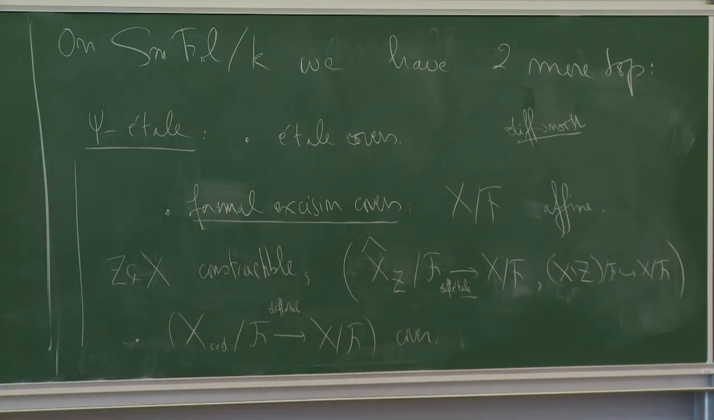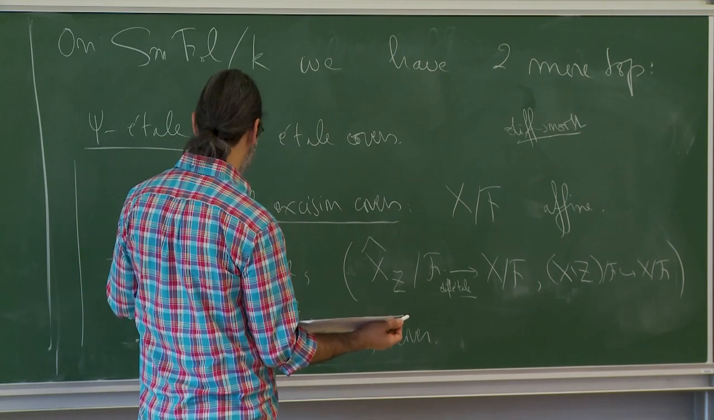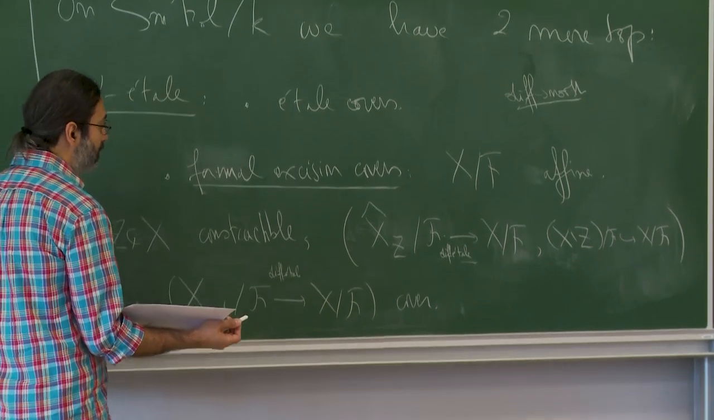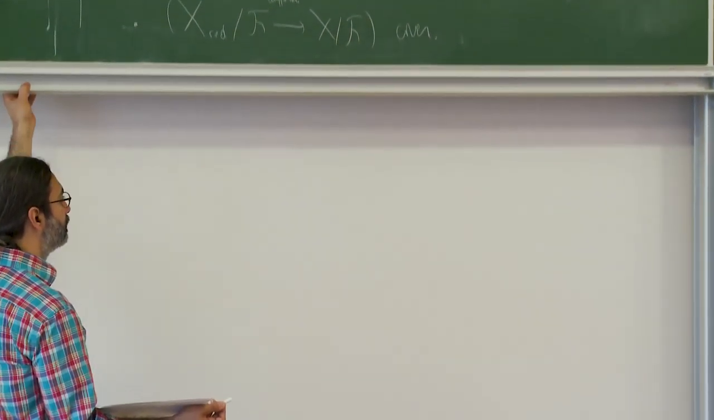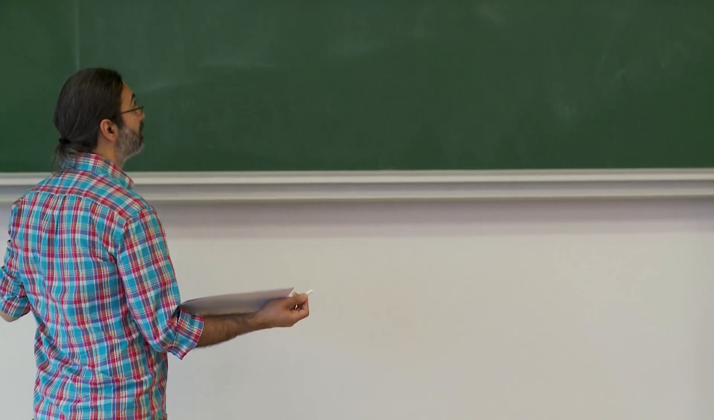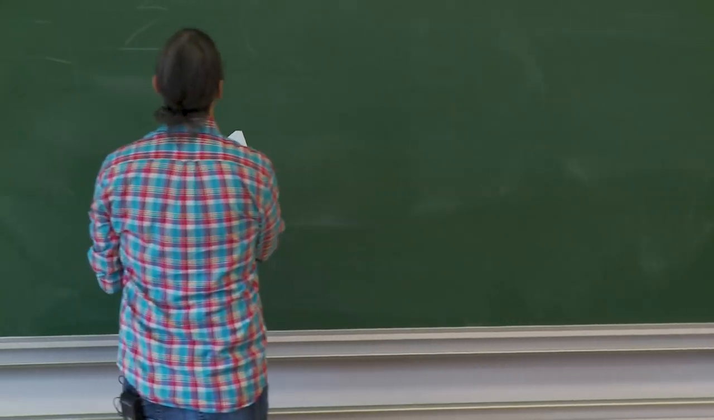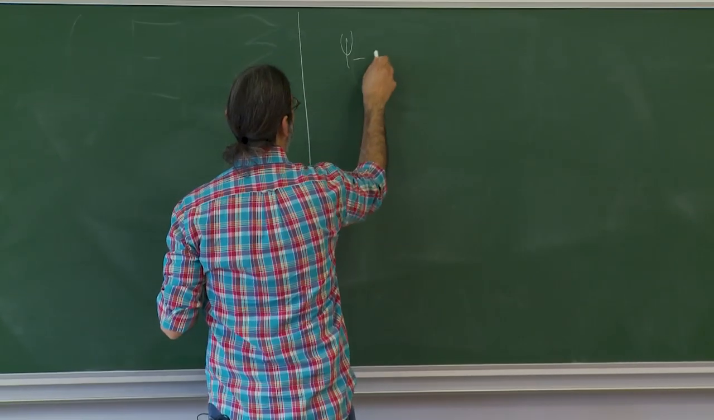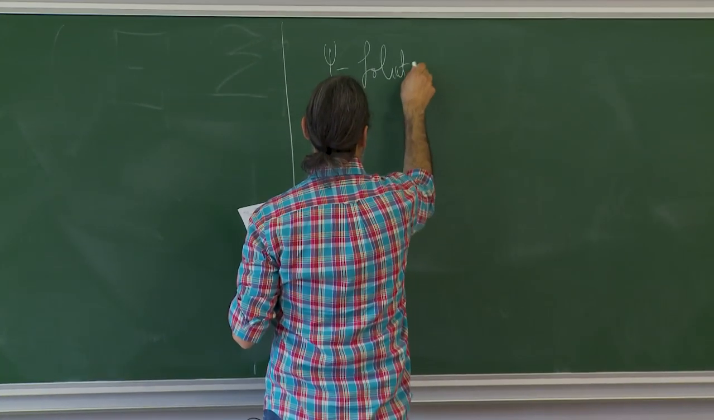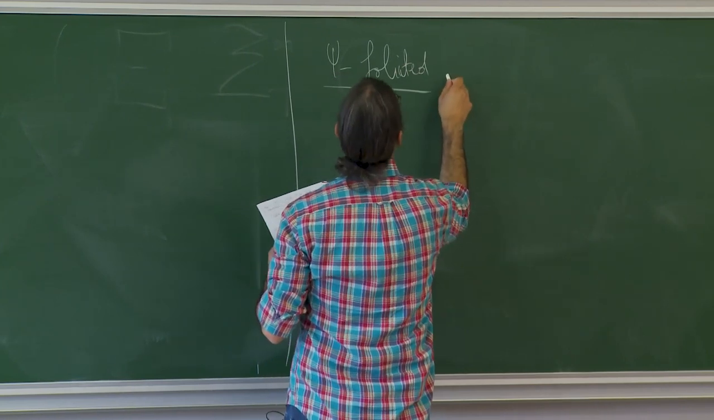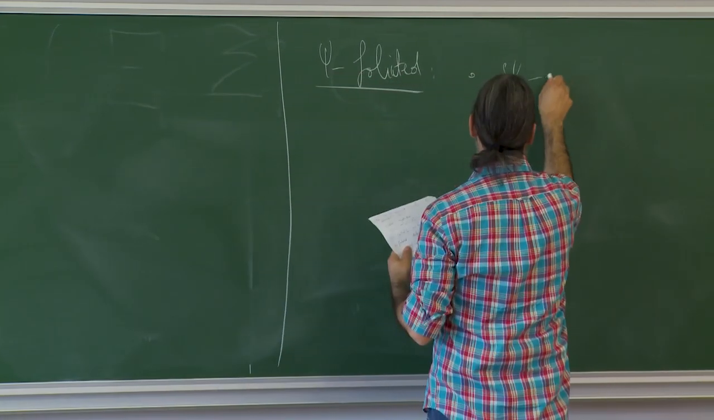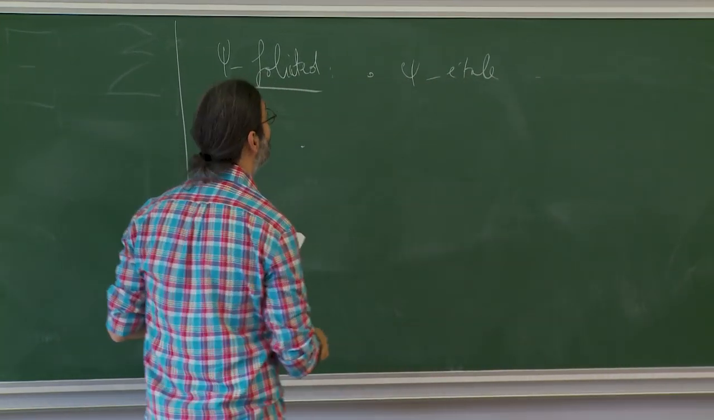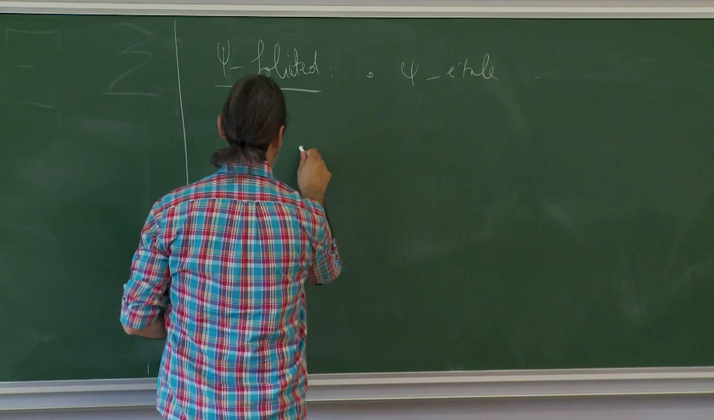Okay. So this is the Psi et al. topology. The more interesting covers are those which aren't new. And then there is the Psi foliated topology, which is generated by the Psi et al. covers and covers of the following form.